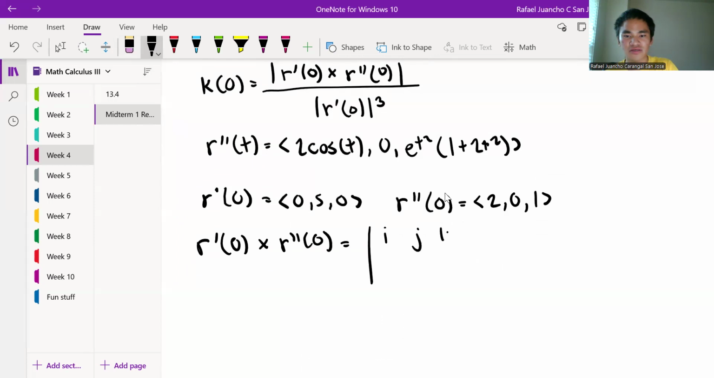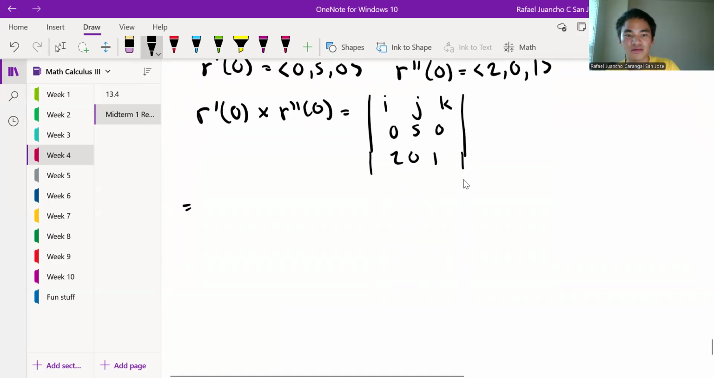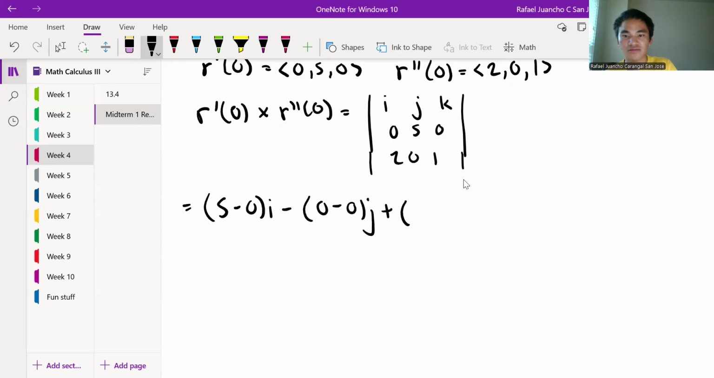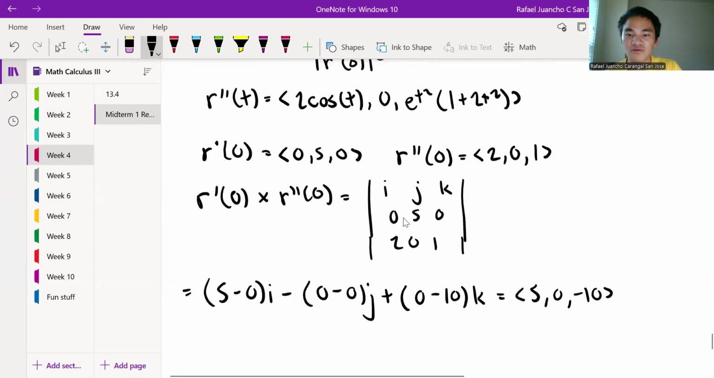So that's i, j, k. Okay, here I get 0, 5, 0, 2, 0, 1. I continue. I cancel out my ones. I get 5 minus 0 for my i. Drop my j, 0 minus 0 for my j. Then I add 0 minus 10 for my k. And so I get 5, 0, negative 10. Okay.